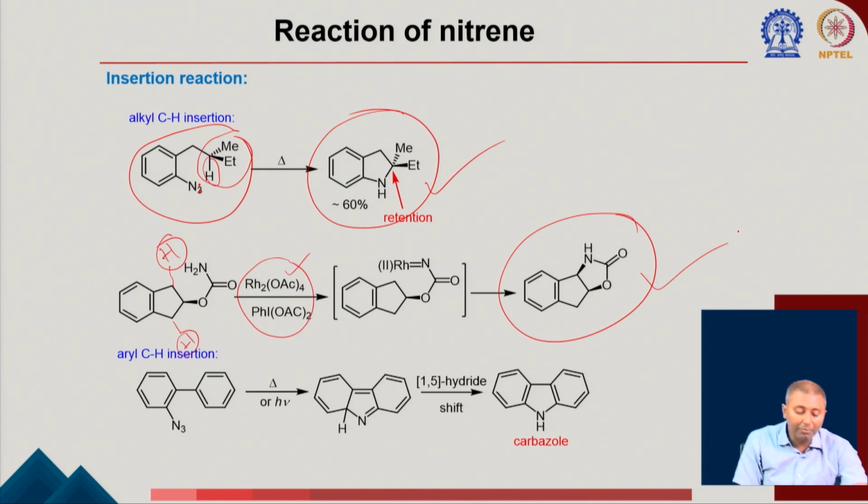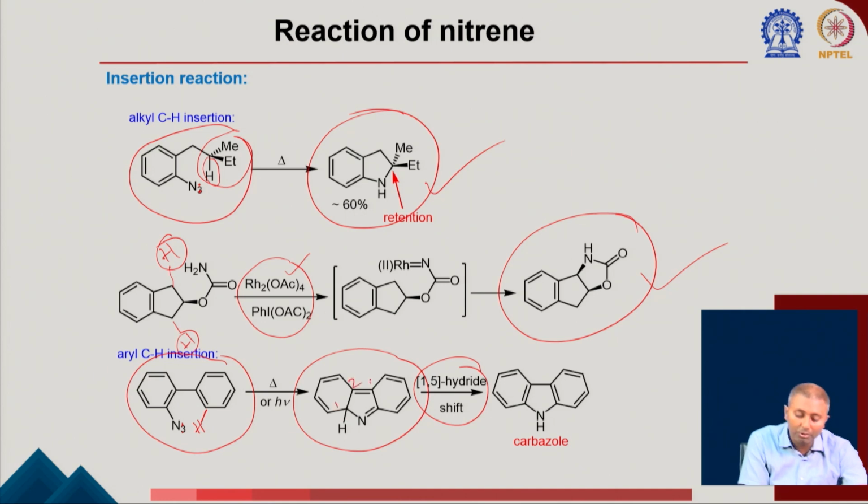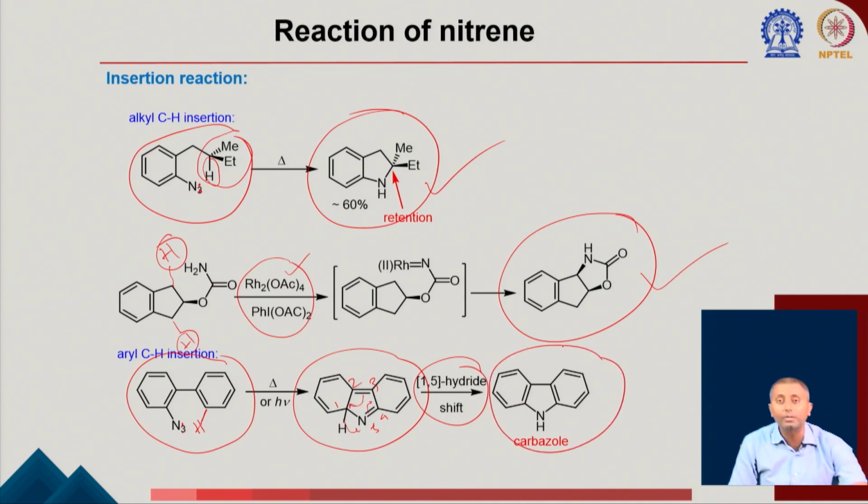There is another example here from aryl CH. If you are generating a nitrene after heat or h nu, then that nitrene is going to abstract this aryl CH. So there will be a CH insertion here in the nitrene to form this intermediate, and then from there a 1,5 hydride shift, so you can count 1, 2, 3, 4, 5. So the 1,5 hydride shift actually ends up making the corresponding carbazoles, okay.